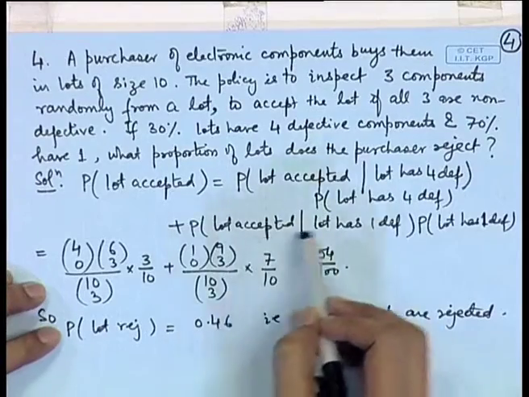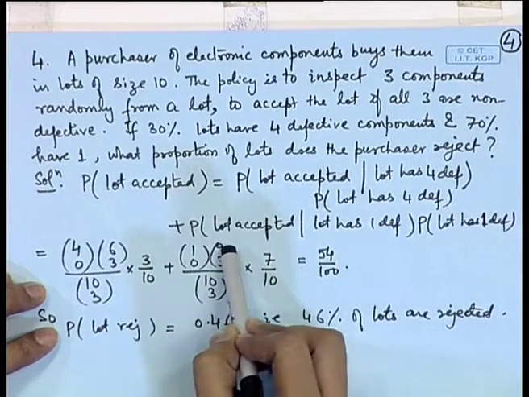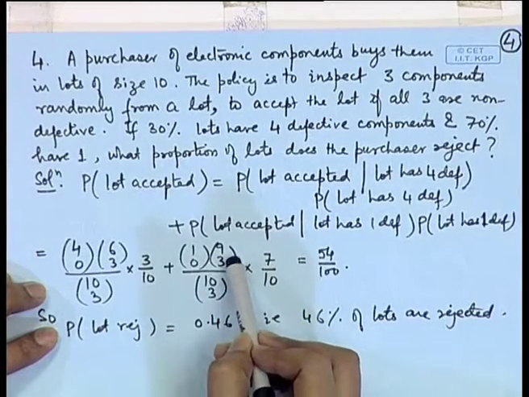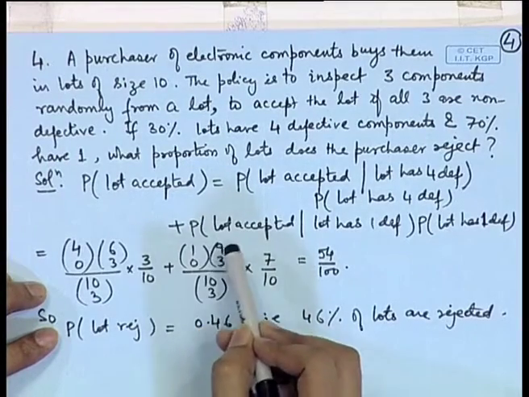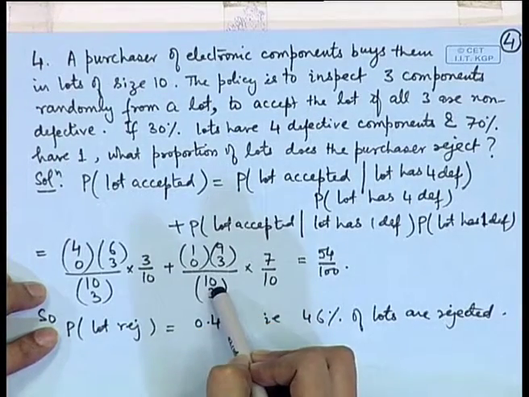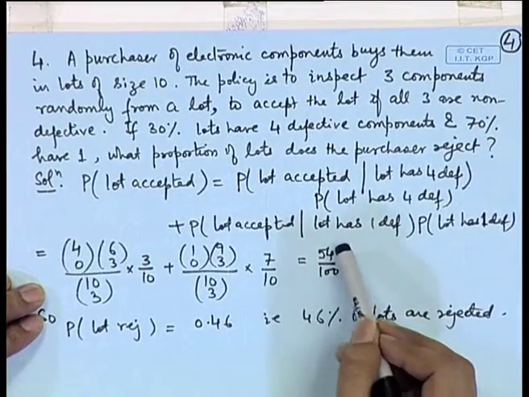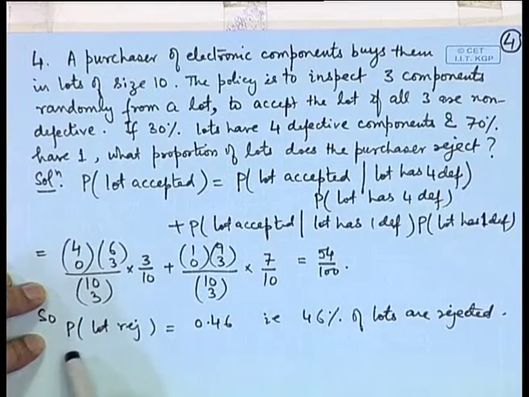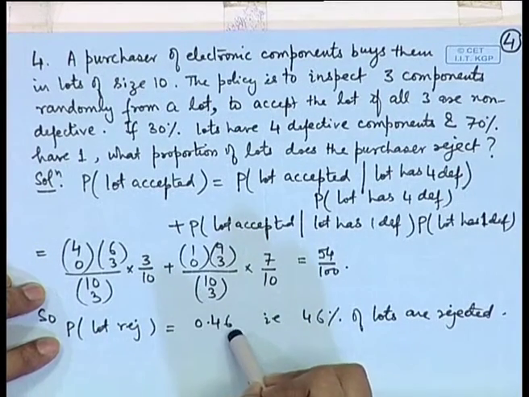In the second case, if the lot has 1 defective, so out of 10, 9 are good, 1 is defective, and in our selection all the 3 must be from good. So, it is 1 C 0 9 C 3 divided by 10 C 3. So, after simplification this turns out to be 0.54. So, probability of the lot getting rejected will be 1 minus this, that is 0.46.